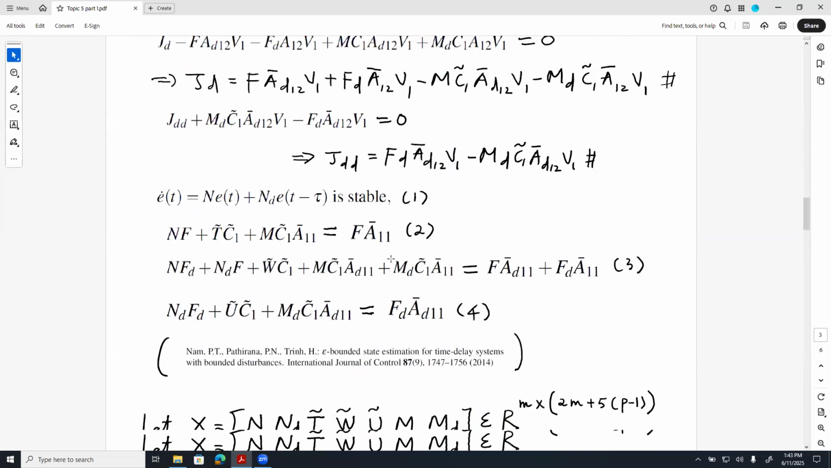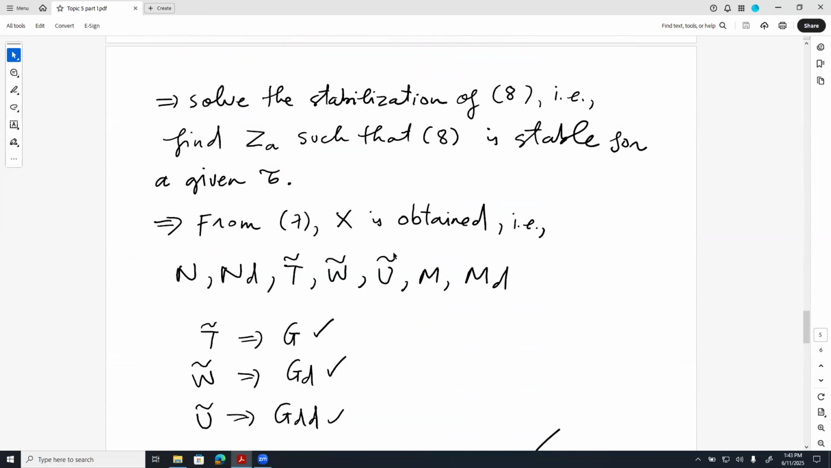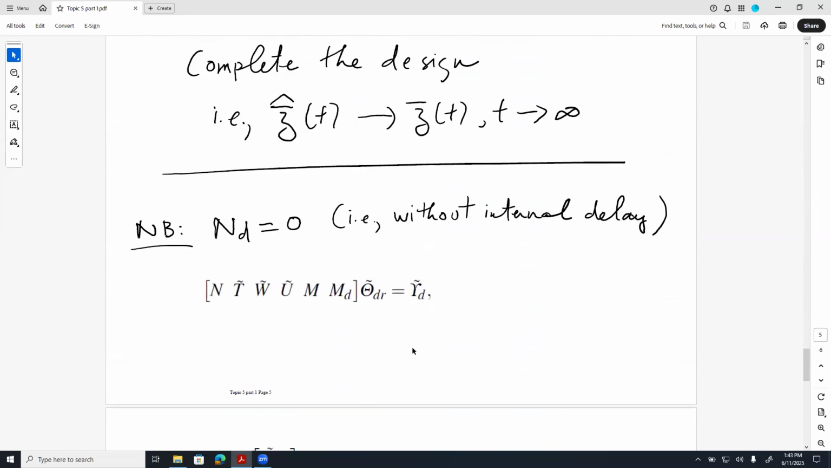Now, if that is the case, then we reduce the condition down to another condition because in that case we don't have ND in there anymore. So we have only 1, 2, 3, 4, 5, 6 unknown matrices in this equation.